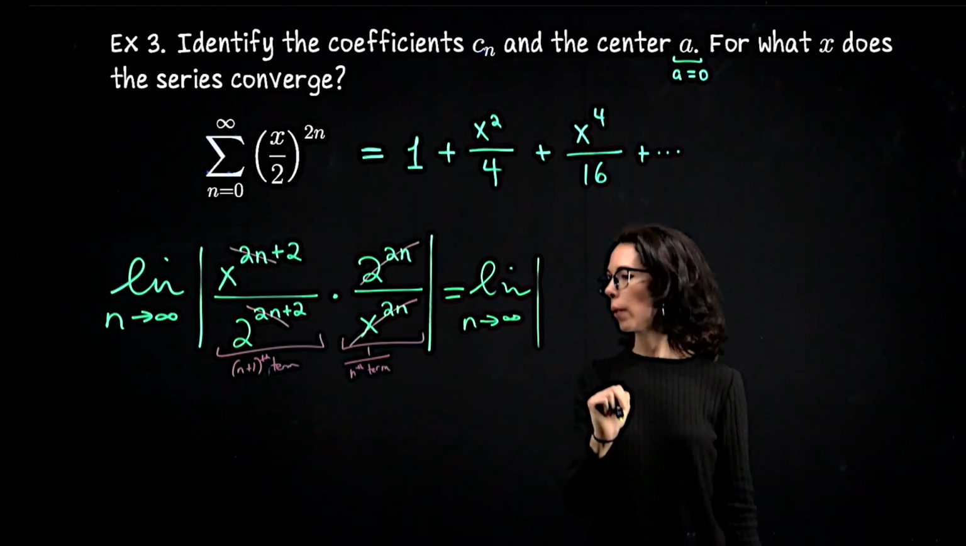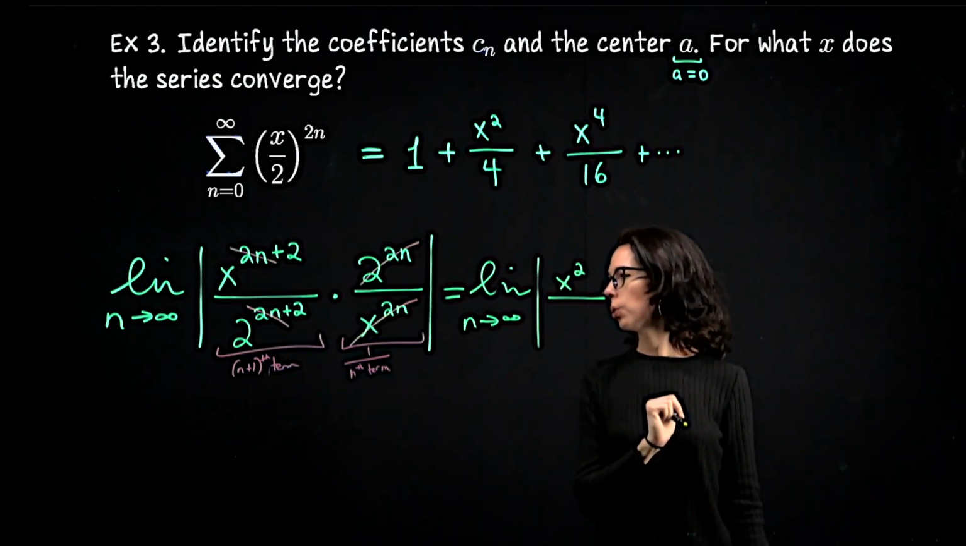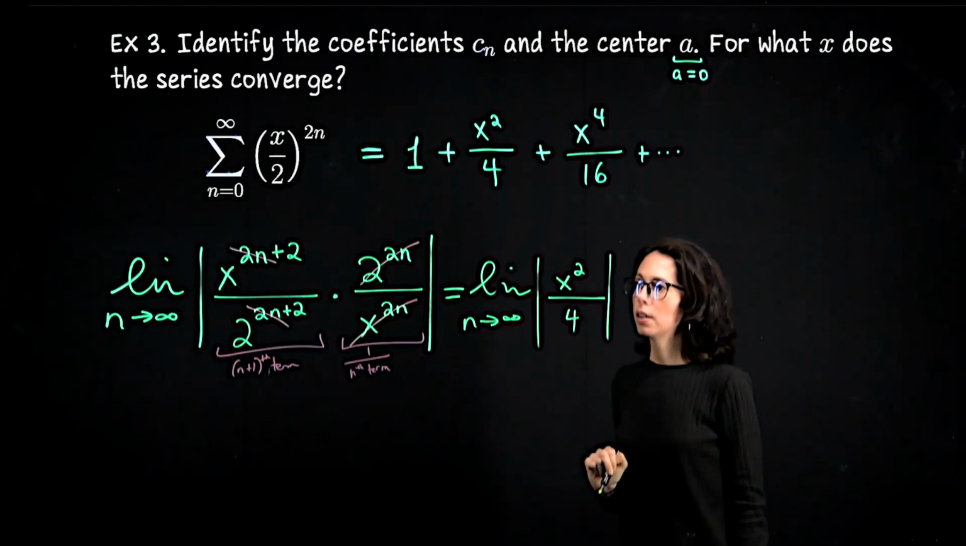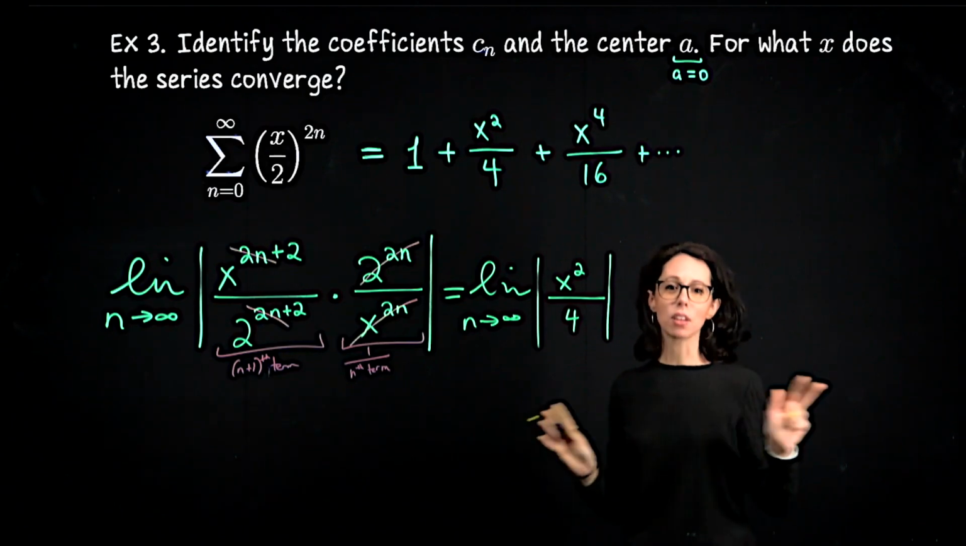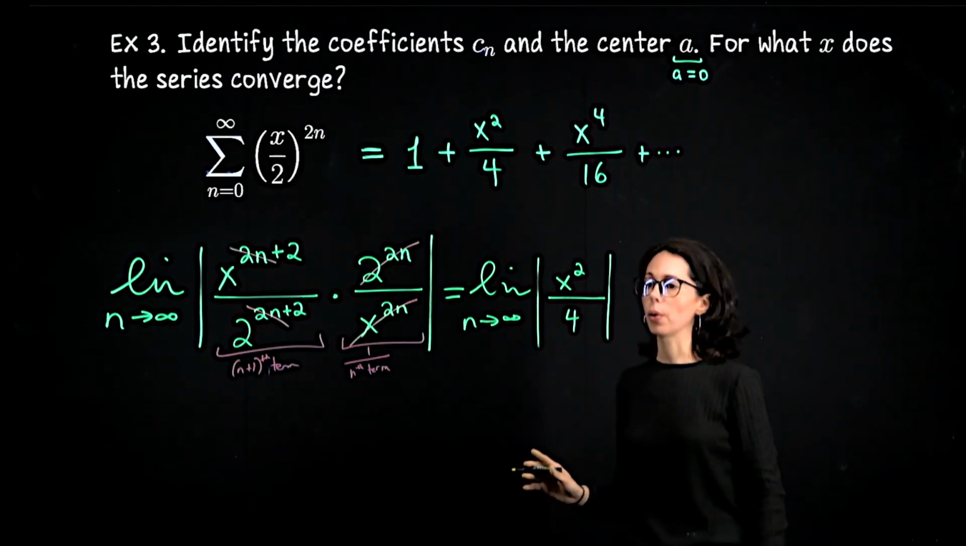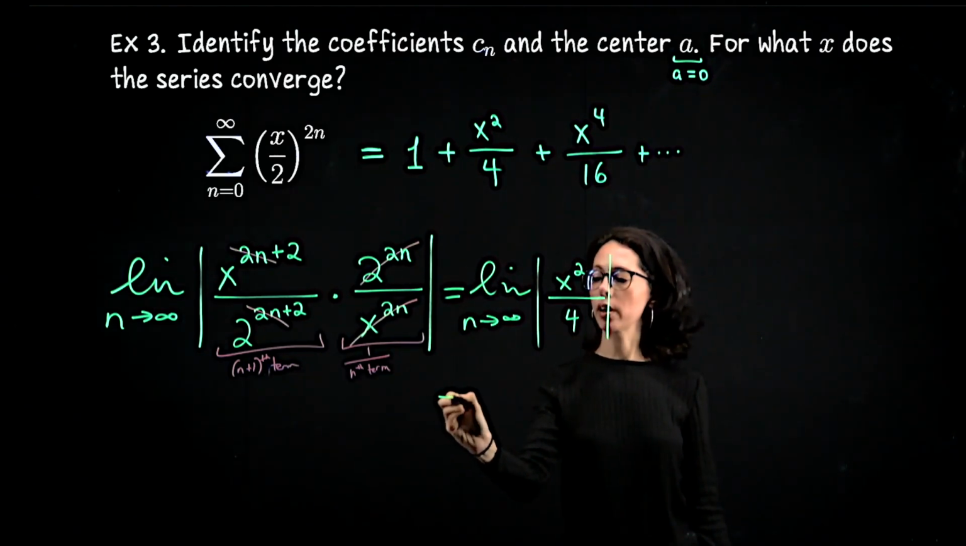of x squared divided by 2 squared, 4. Notice that the dependence on n is all canceled out. There's nothing left here that has an n in it, so there is no n to let go to infinity. This limit is just x squared over 4.